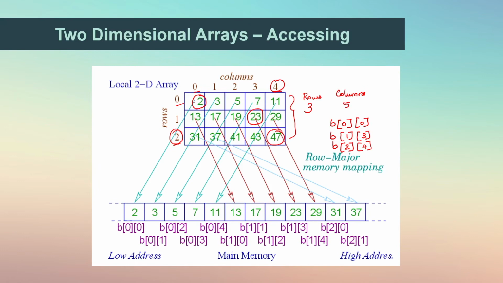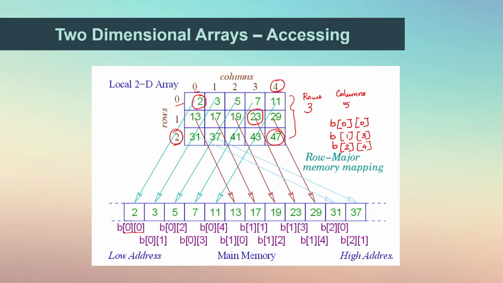So, what happens is the first row value starting from 2 to 11 will be stored initially, and then it goes ahead with the second row value starting from 13 to 29. You can see that it is a set of prime numbers. So, here we can see that B of 0 comma 0 will be taking up the first value, and it goes up to the value B of 0 comma 4, then it goes with the second row.